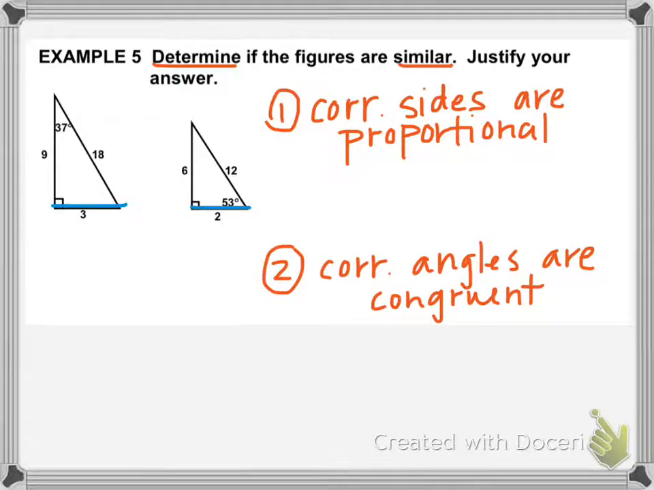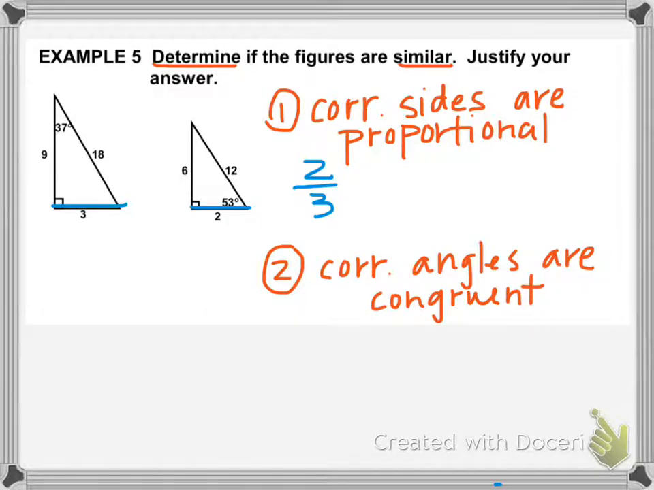Now, we're not finding scale factors, so it doesn't matter which number I put on top and which number I put on bottom when I make my ratio, but I want to be consistent. So let's do the smaller number on top. I don't know, the one on the right on top of the one on the left. So let's do 2 over 3. There's 1. Remember, to test if sides are proportional, you have to make ratios with all the sides and then make sure that they're all equal.